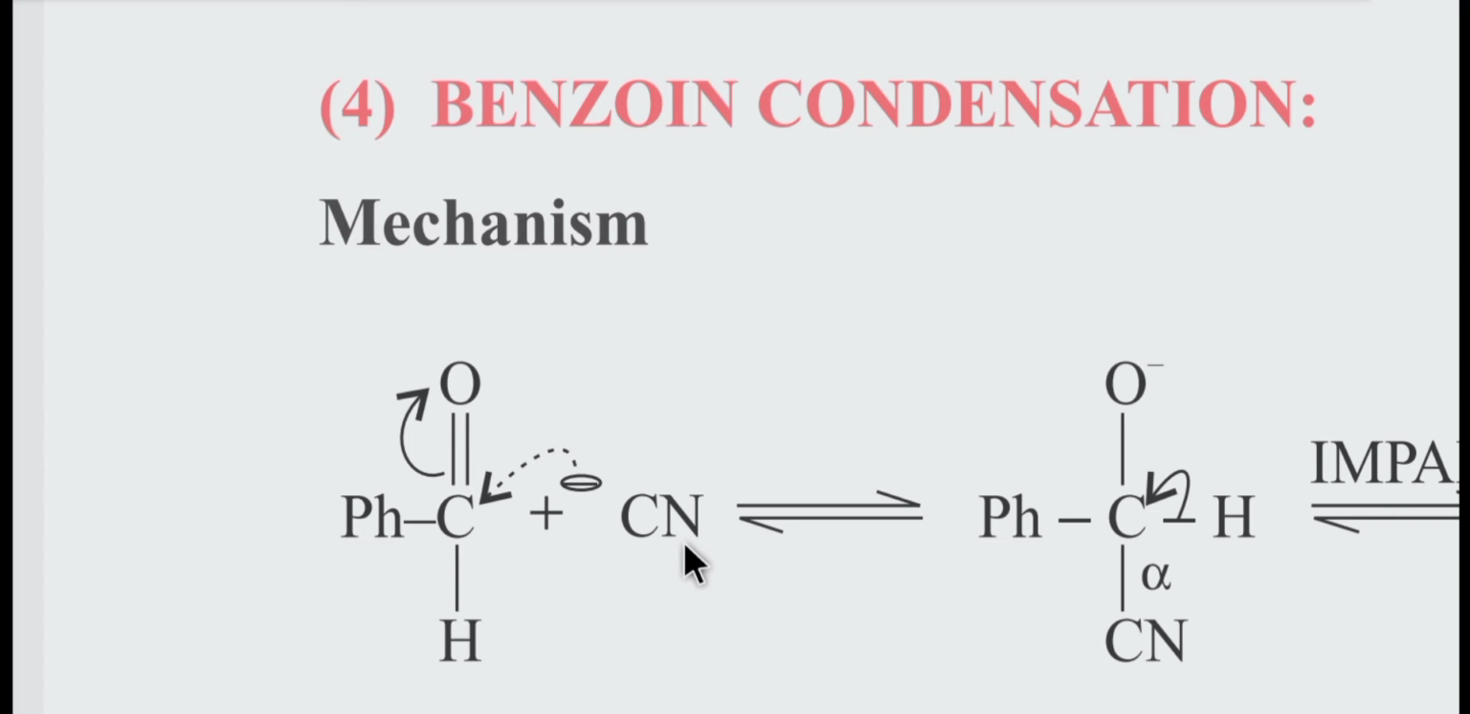And the cyanide will be used as a catalyst. Catalyst means the cyanide will only help the reaction proceed, but will not take part in the formation of the product, and will not be consumed in the reaction. Okay, let's start the mechanism.